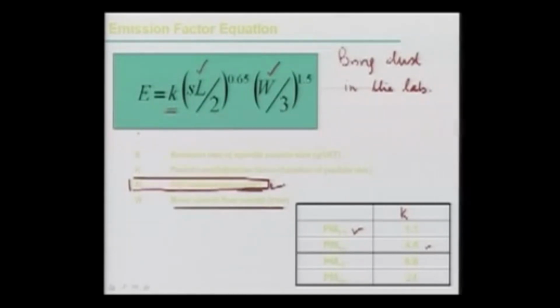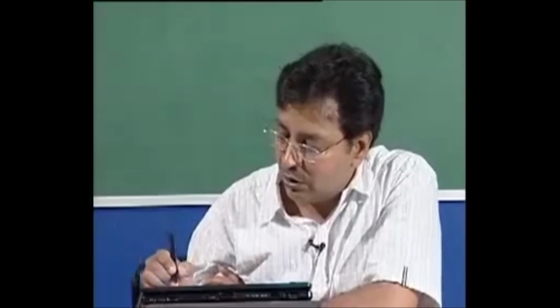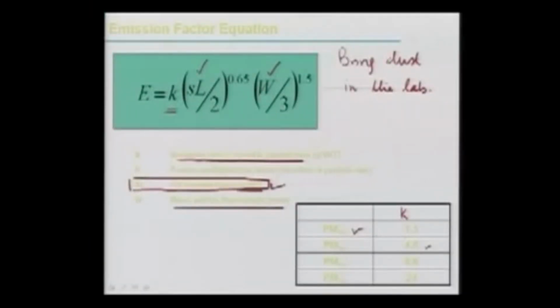E is the emission rate of a specific particle size. Why specific particle size? Because K is dependent on specific particle size. So whatever the value of K that you want to use, if you want to find out how much are the fine particles, that is PM 2.5, then use the value of K 1.1. And then eventually you can estimate the E, and the units will be gram per vehicle kilometer travel. Let's be very clear about this, that the measurement units are gram per vehicle kilometer travel.